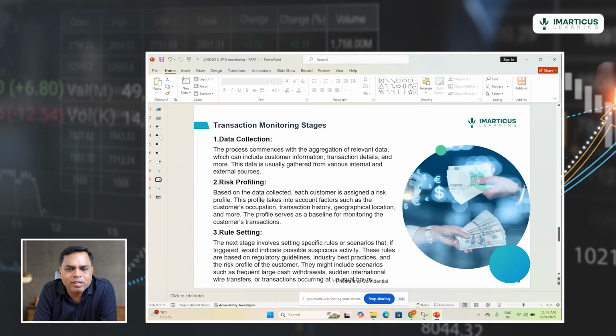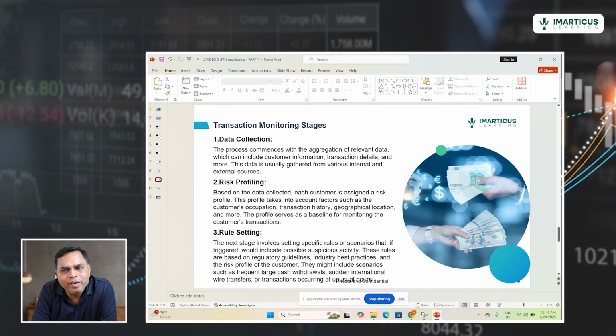So the second stage is risk profiling. Basically, they are categorizing the client into low risk, medium risk, or high risk. The third stage is rule setting. The main aim of doing transaction monitoring is to categorize the transactions into suspicious and normal transactions.